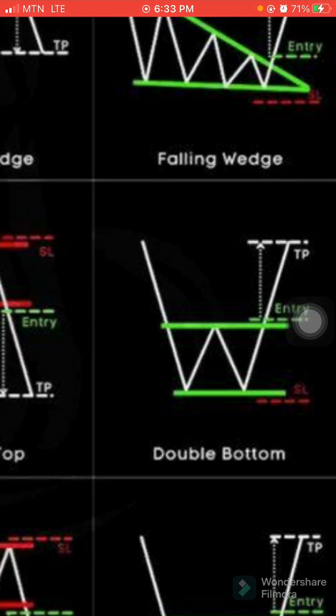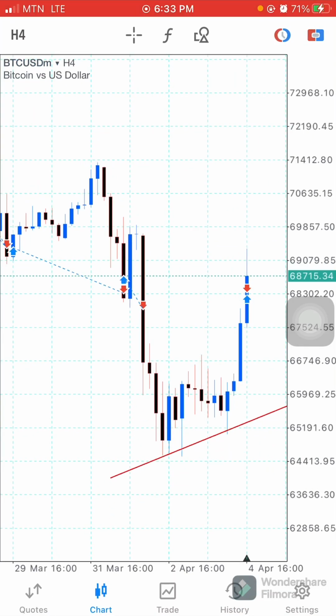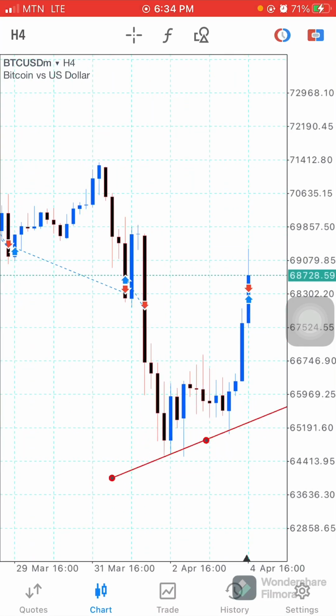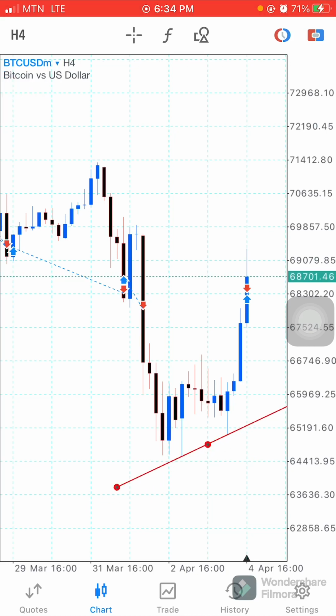Double bottom. Here it is, a double bottom. It's in the form of a W. So what you need to do is just draw a trend line to catch the direction, like you see, it's as if it's going upwards, and it's more like it's sitting on it here.